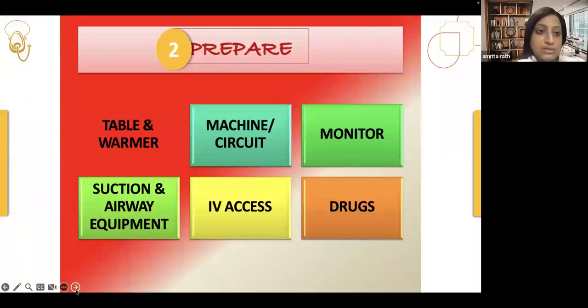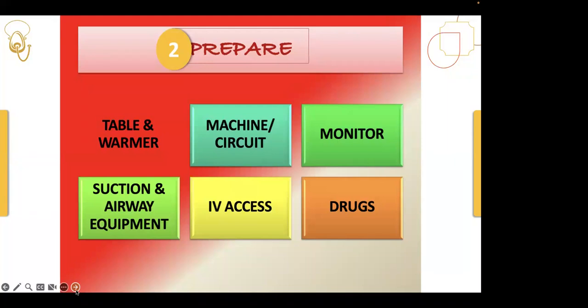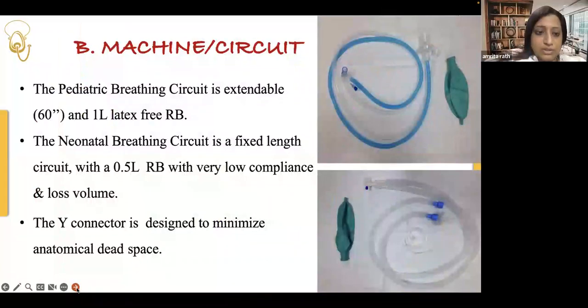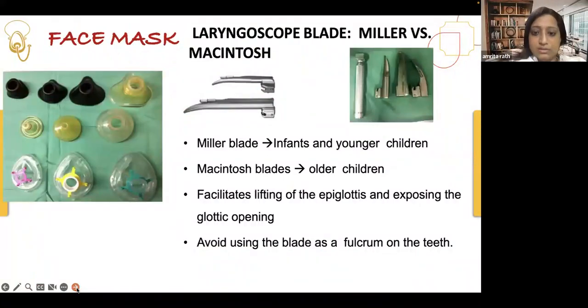One of the considerations is IV access. Initially, in a newborn, IV access is very difficult. So during the preoperative evaluation, along with the airway, you should always talk about IV access. In the preparation, you have to have a warm table and a warmer machine, a circuit according to the baby's weight and age, age-appropriate monitors, suction and airway equipment kept ready, IV access, and age-appropriate, weight-appropriate drugs. So this we have already discussed.